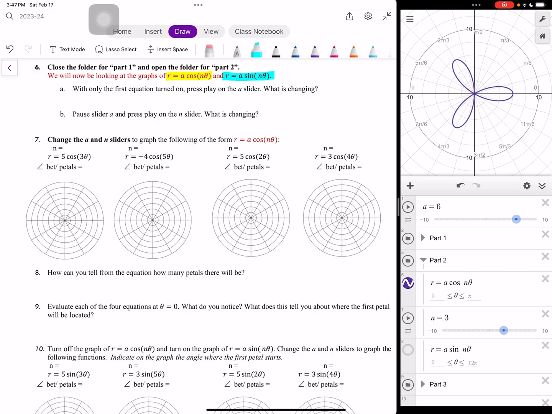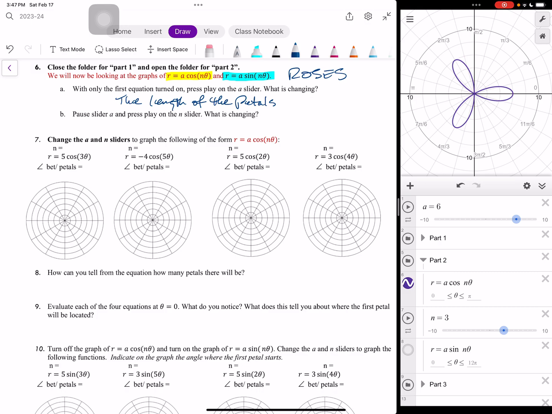So with only the first equation turned on, press the A slider, what is changing? The first observation is pretty simple. It's just the length of the petal. So let's make a note of that: the length of the petals. We're talking about roses here. We call these roses in mathematics, and as you know, roses have petals. So we need to figure out the length of the petal and also where it starts and the angle between petals and so on. And that is part of the discovery here.